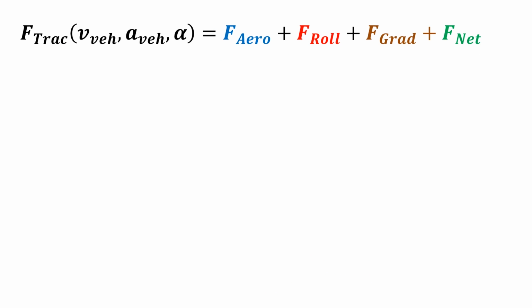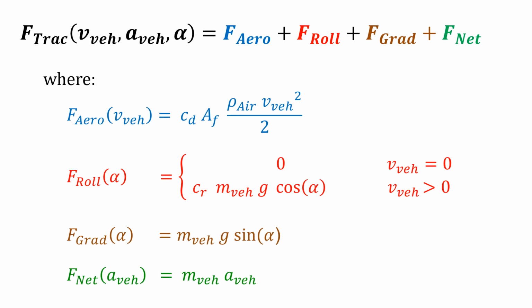The main equation of the vehicle model is of course the earlier presented equation for the required traction force, which equals the sum of aerodynamic resistance, rolling resistance, gradient force, and required net force. Each of the four forces can be determined with the function. These functions show that we need the three input variables to be able to calculate the value of each of the four forces.